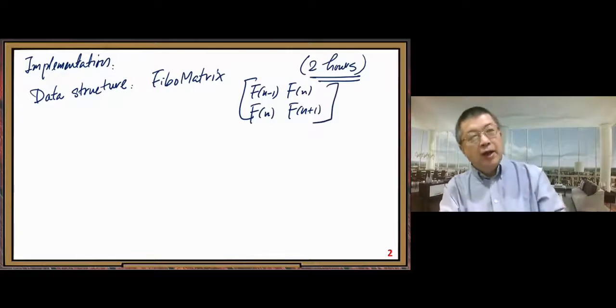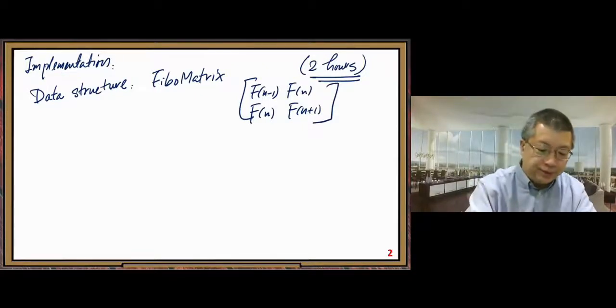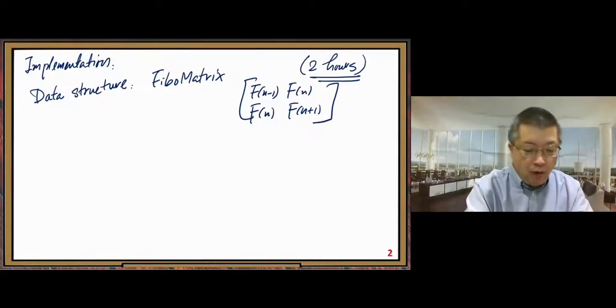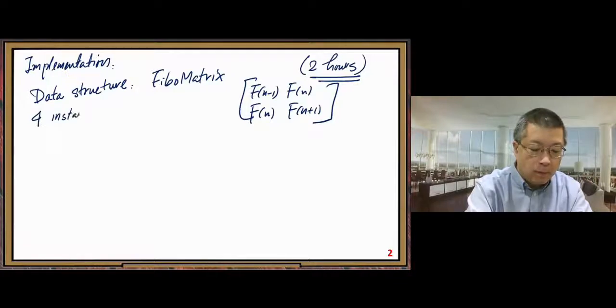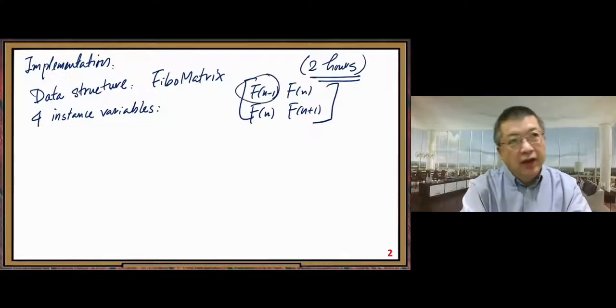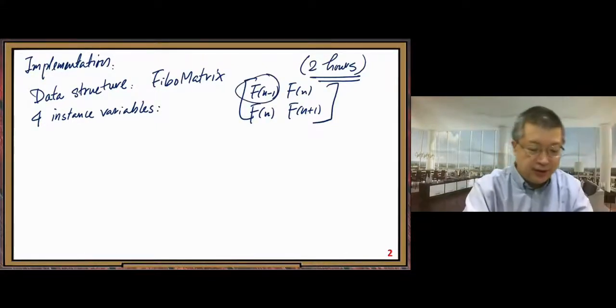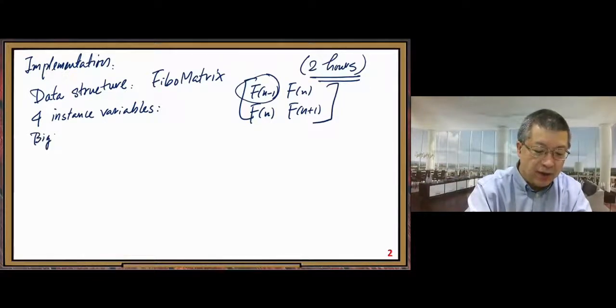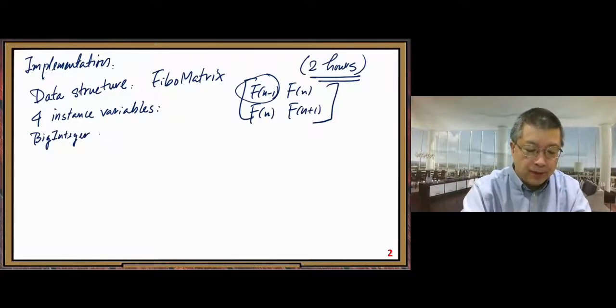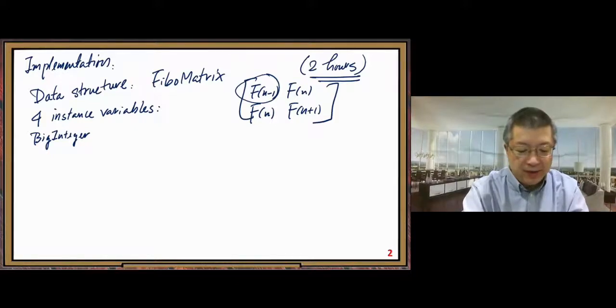Okay, so in that one, I need to use 4 instance variables. This upper left entry, all big integer. Each one is a big integer. We know private, so I do not write it.